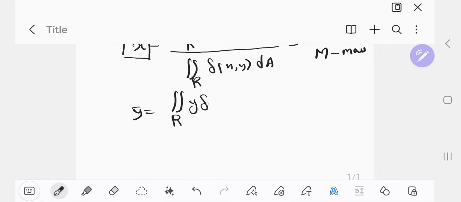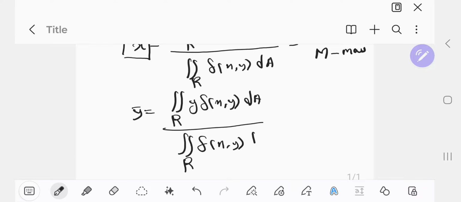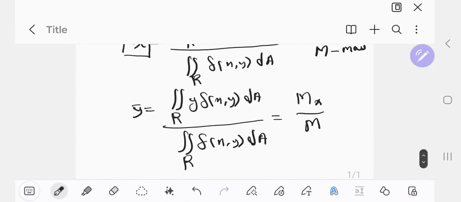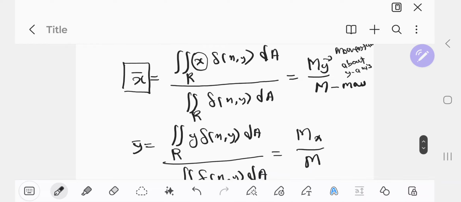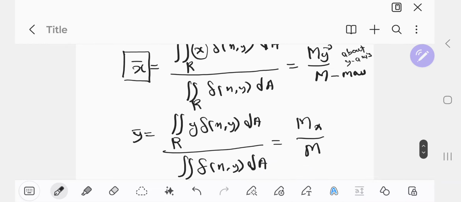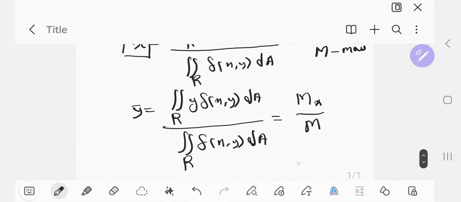Similarly, in order to find y bar, the second coordinate of that center of mass, double integral over R y into delta of xy dA upon double integral over R delta of xy dA. Now this is Mx upon M. M is mass, Mx is momentum about x-axis. So this is the formula to find center of gravity, x bar, y bar. X bar, y bar is the center of gravity. This is the basic formula.